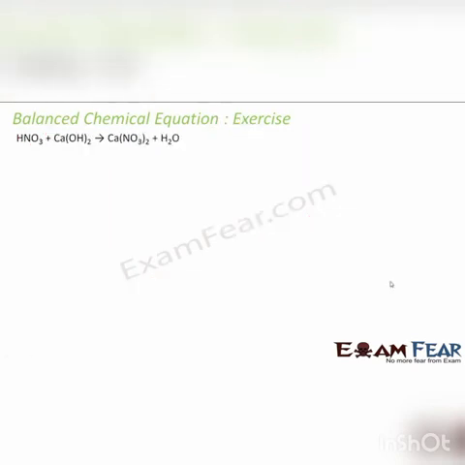We'll take one more example. I'm taking more equations because the most critical part of the chemical equation is that you should know how to balance it. That's the foundation of chemistry, you can say. So we have HNO3 plus Ca(OH)2 gives Ca(NO3)2 plus H2O. This is one chemical equation. Even if you don't know about these compounds, it's okay. You should just know how to balance chemical reactions.